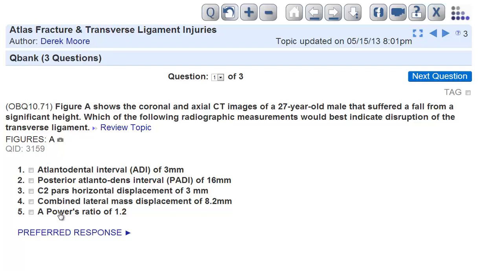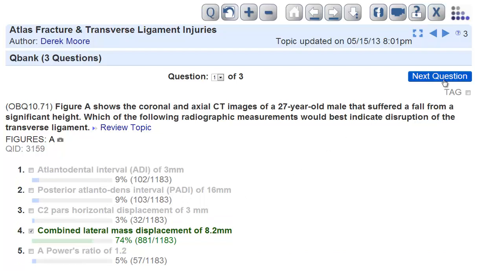Last one, combined lateral mass displacement of 8.2. We just discussed that. That would indicate a transverse ligament injury. Powers ratio is used to identify occipital cervical dislocations and is not relevant to this injury pattern. So the correct answer here, indicating transverse ligament injury, would be C2, combined lateral mass displacement, and that's your correct answer.